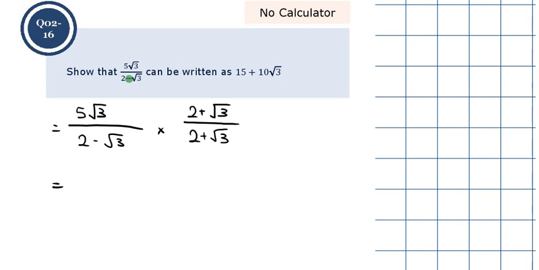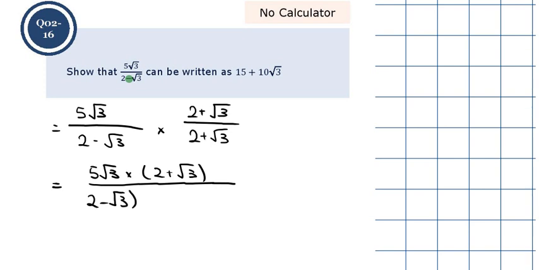Let's go with 5 square root of 3 multiplied by 2 plus square root of 3 here, and at the bottom, 2 minus square root of 3. I'm just going to write it out.